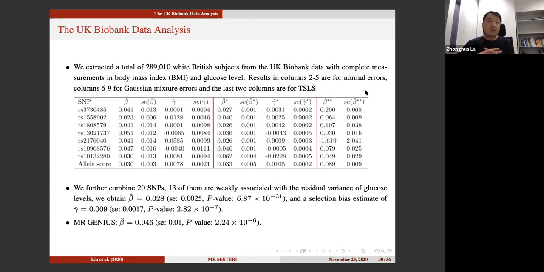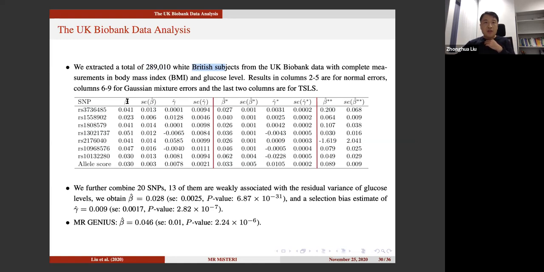So we apply our method to the UK Biobank data. The total sample size is roughly 300,000. To control population stratification, we focus on white British people. We look at body mass index and glucose level. Glucose level is the outcome, BMI is the exposure. Here is the result summarized in this table.